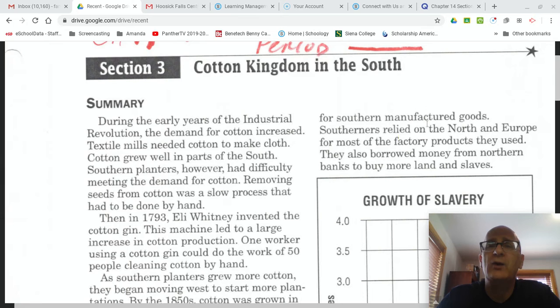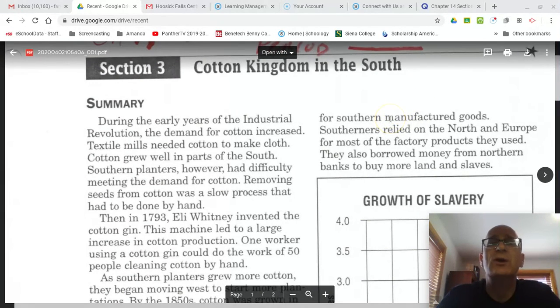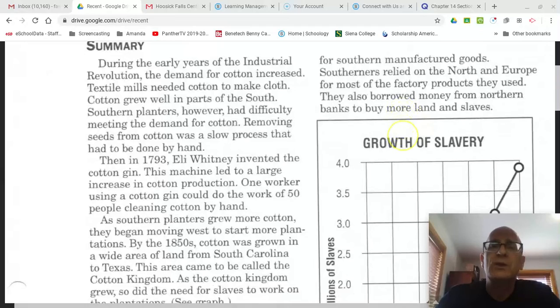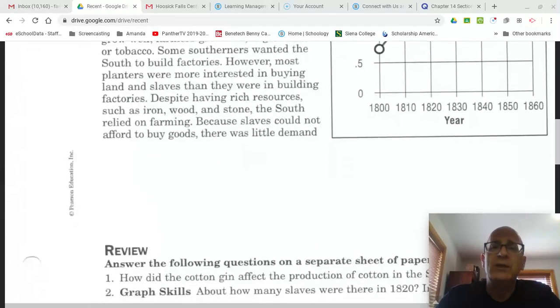But the key point in this last paragraph is that most Southerners that depended on manufactured goods, whether they were wood products, tools, or clothing or what have you, most of those goods would have to be purchased from either Northern states or from Europe. Two questions at the bottom of the worksheet here.